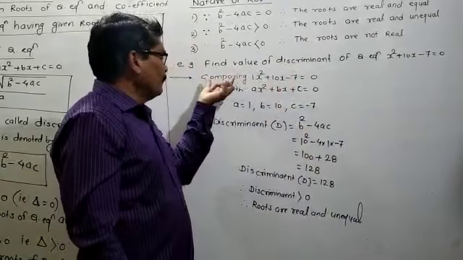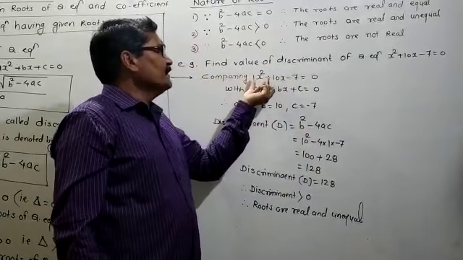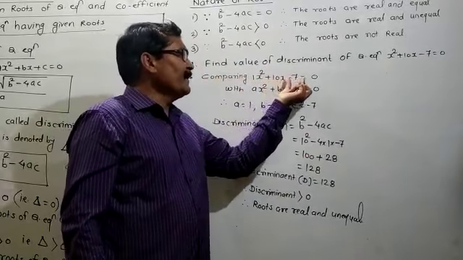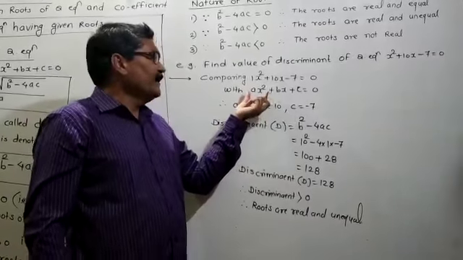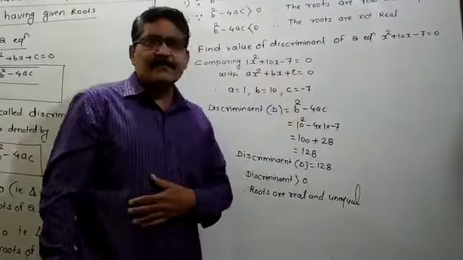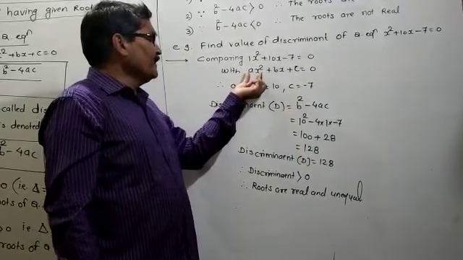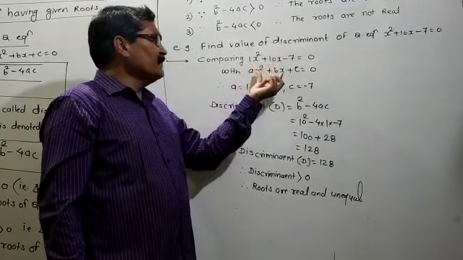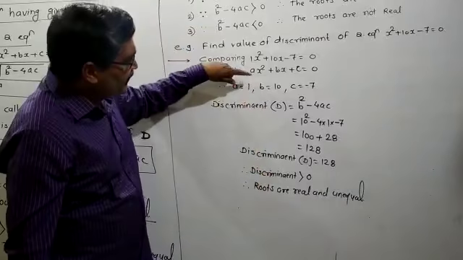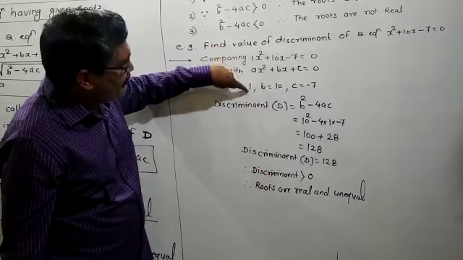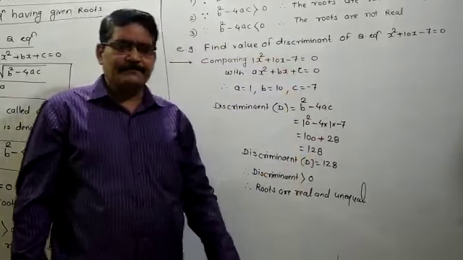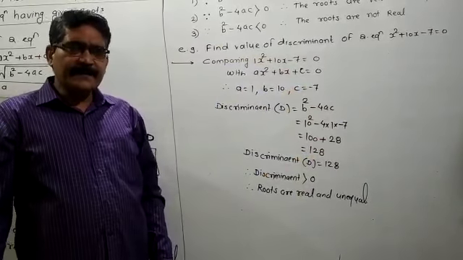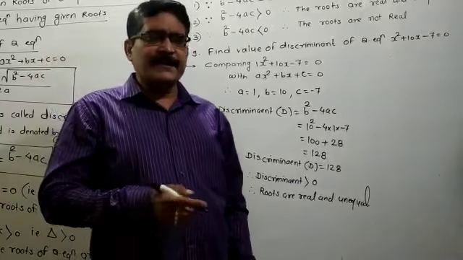First, compare this x square plus 10x minus 7 is equal to 0 with the standard form of the quadratic equation ax square plus bx plus c is equal to 0. If I compare this equation with the standard form of the quadratic equation, that time a is equal to 1 will come, b is equal to 10 will come, and c is equal to minus 7 will come. Then you have to find out the value of discriminant.